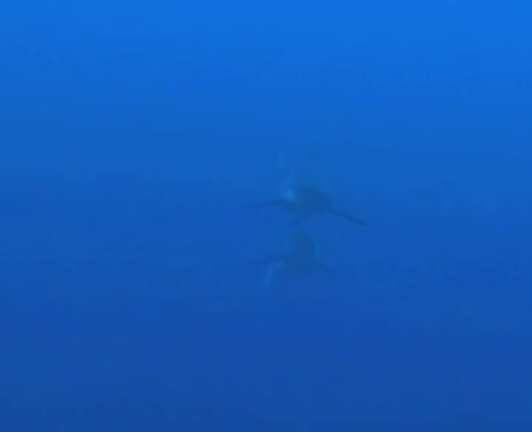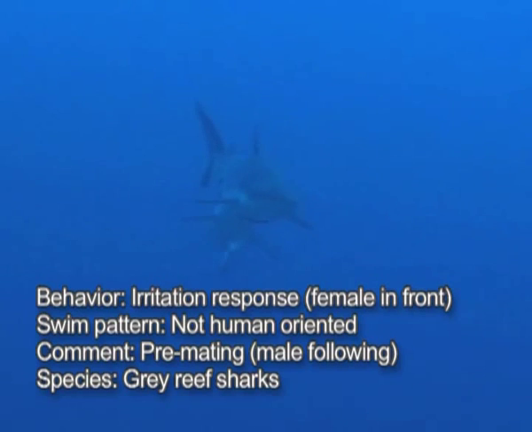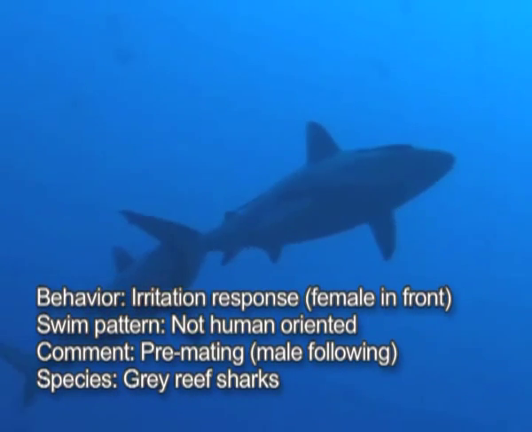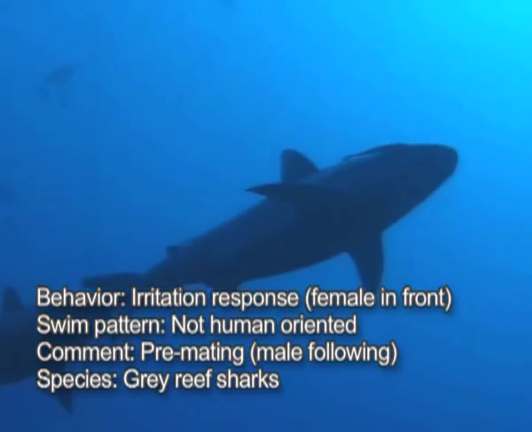In this example, we can clearly see that the female is irritated by the presence of the shark suckers, and not so much by the pursuing male that would like to mate with her, and that these 2 sharks are not focusing on the person's presence.